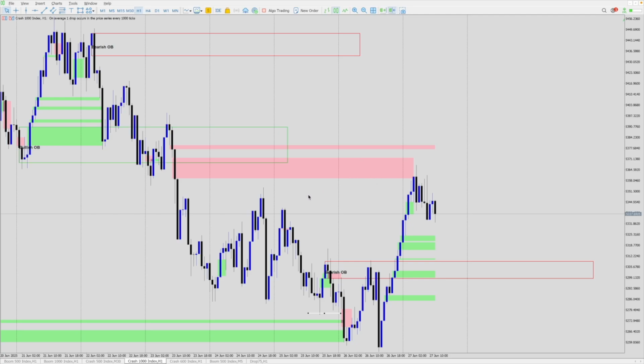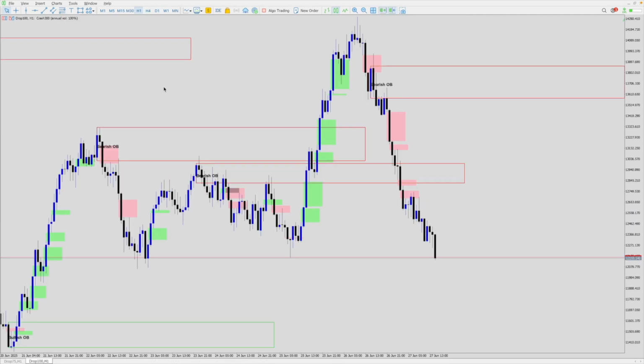So let's quickly jump to the Blueberry Funded, where I can show you exactly how it works on their synthetic pairs as well. Alright, so here you can see we are on Drop 100. This is a Blueberry Funded synthetic, so this is the prop firm.